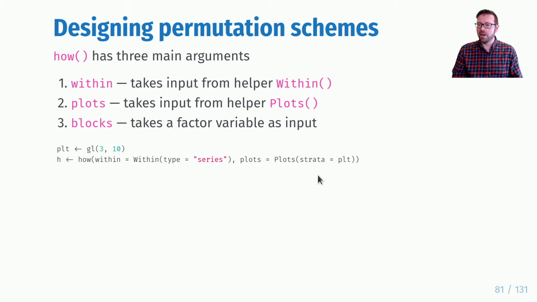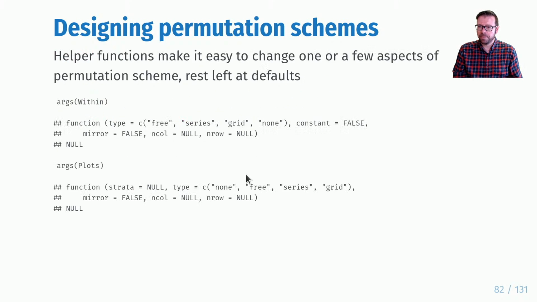Okay, and now with that permutation structure, we would get time series cyclic shifts within each level of the plots, so within each of our 3 plots. Okay. And so these helper functions make it really easy to change just one or a couple of the aspects of the permutation scheme, leaving everything else alone.